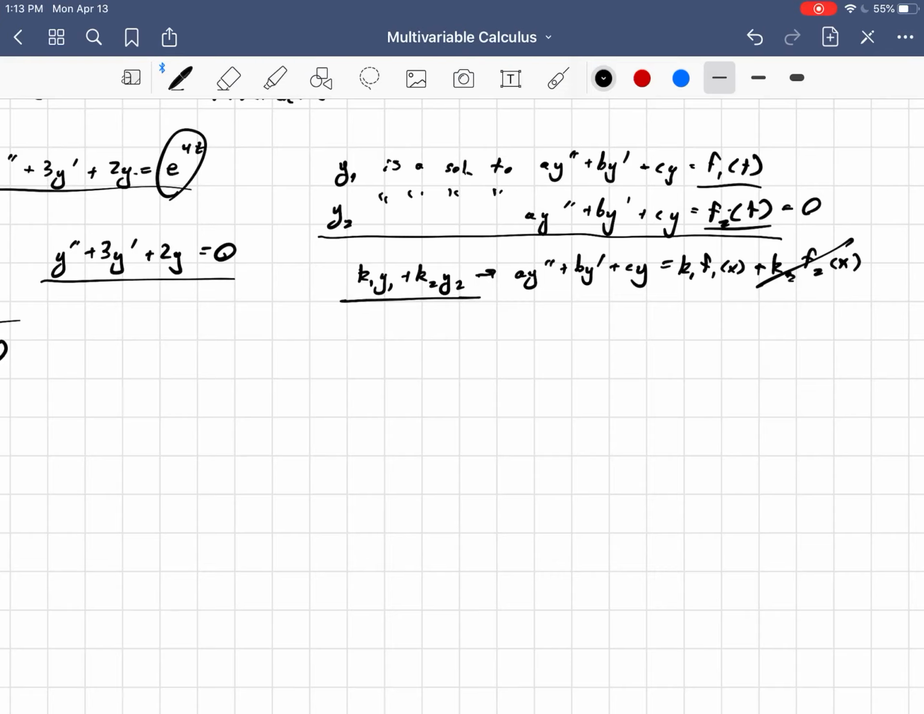And a proof of this superposition principle is really pretty easy. If you say that k sub 1 y sub 1 plus k sub 2 y sub 2 is a solution to that differential equation, then that would mean that if I plug in k sub 1 y sub 1 plus k sub 2 y sub 2 in for y, y prime, and y double prime, I would get a times k sub 1 y sub 1 plus k sub 2 y sub 2 double prime, plus b times k sub 1 y sub 1 plus k sub 2 y sub 2 prime, plus c times k sub 1 y sub 1 plus k sub 2 y sub 2.